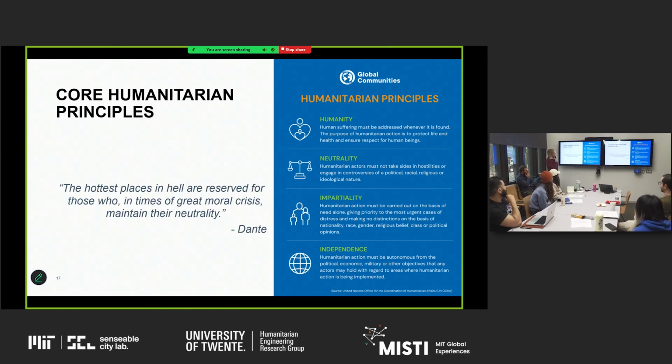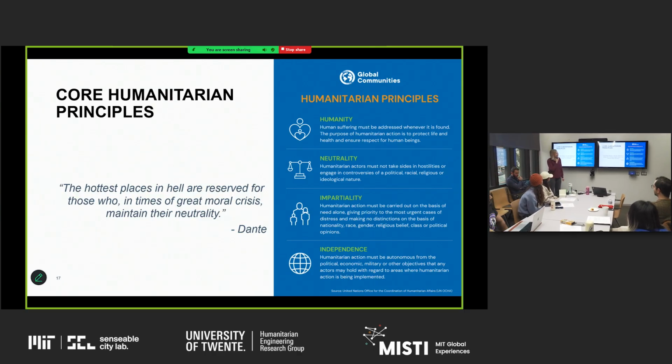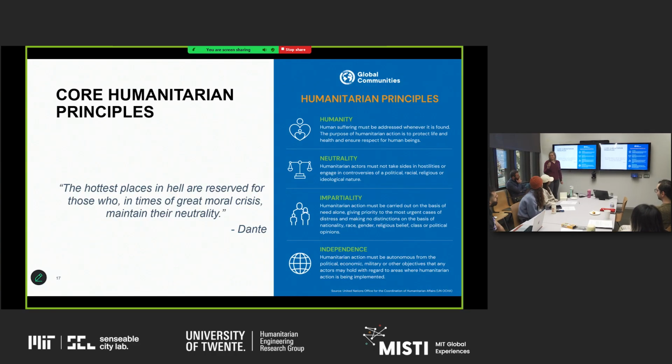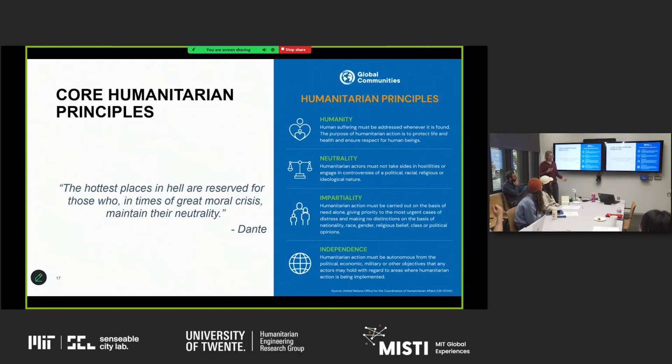And also I found this very nice quote from Dante: the hottest places in hell are reserved for those who, in terms of great moral crisis, maintain their neutrality. So from an ethical standpoint, maybe it may also not be the optimal idea to stay neutral, but yeah.